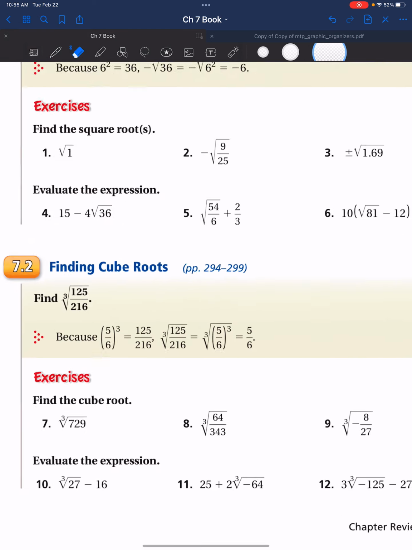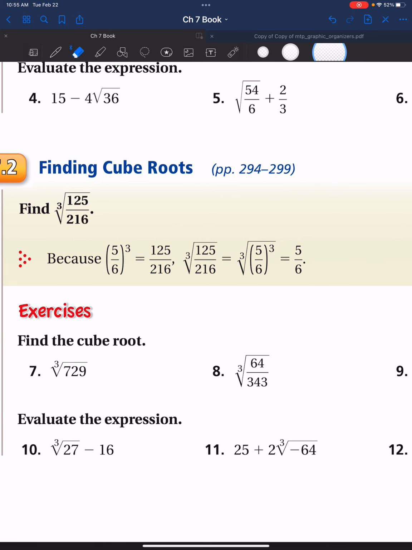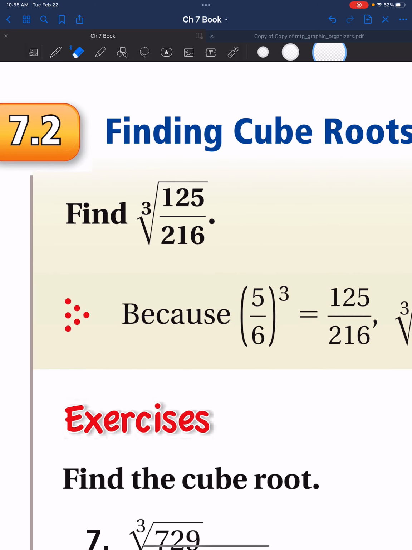section 7.2, cube roots. Cube roots are kind of like square roots, except now you have to find what number times itself 3 times gets that number, right? So for example, the first one says find the cube root of 125 over 216. I wish it was as easy as just dividing it by 3. All you need to do is find the cube root of 125 and then the cube root of 216. So you would take it separately, right?